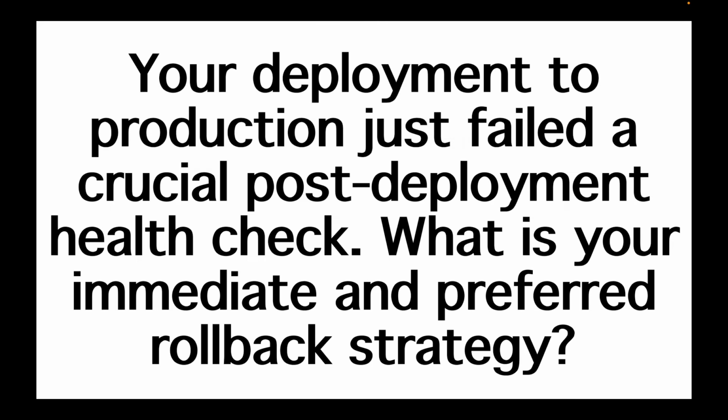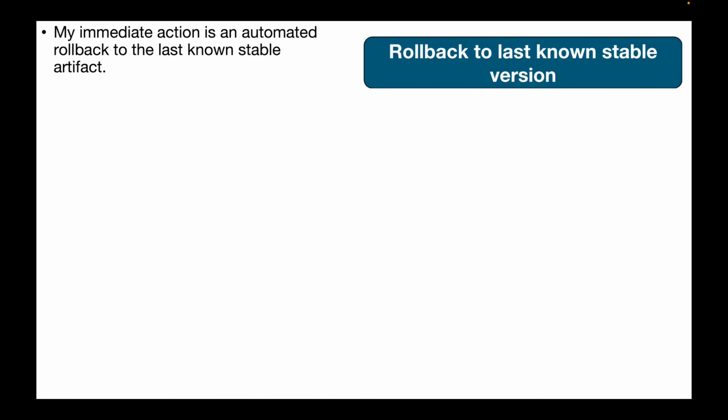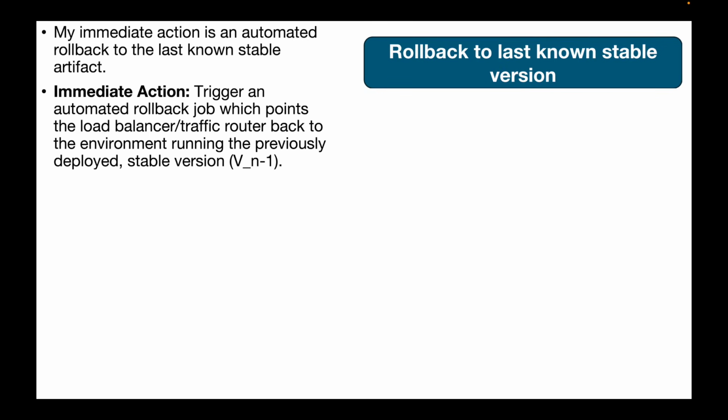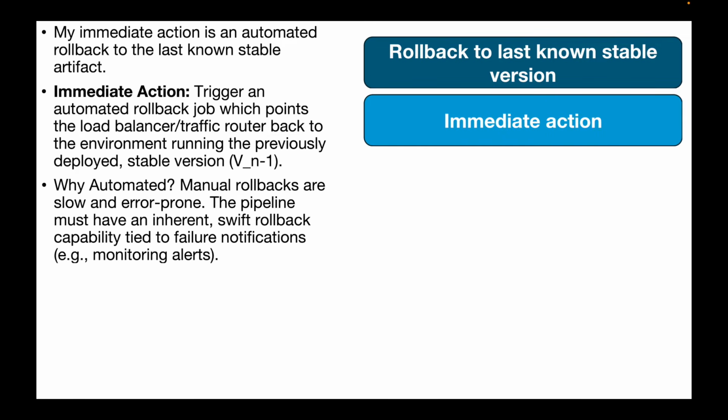The next question we have is, your deployment to production just failed a crucial post-deployment health check. What is your immediate and preferred rollback strategy? So the immediate action is to automate the rollback to the last known stable version. Trigger an automated rollback job which points the load balancer or traffic router back to the environment which was running the stable version, like your n-1 version.